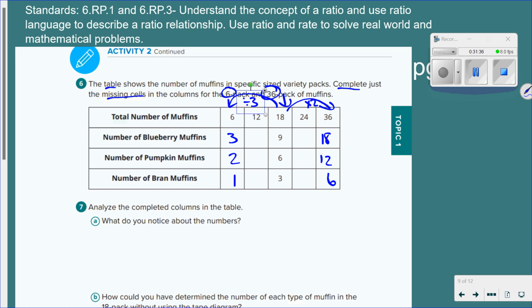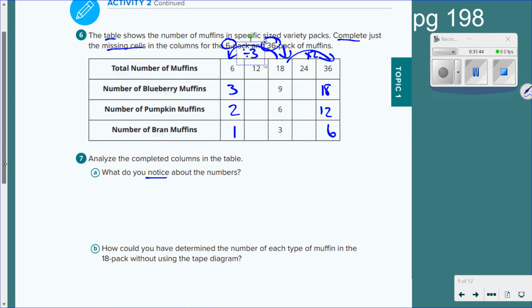So if I look at what we've now got for our completed columns, what do you notice about the numbers? Any patterns you guys see?